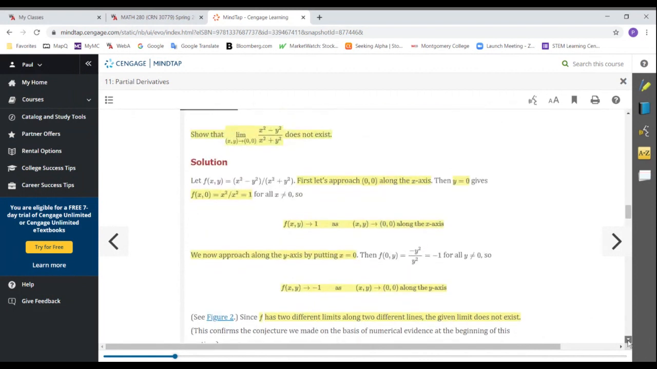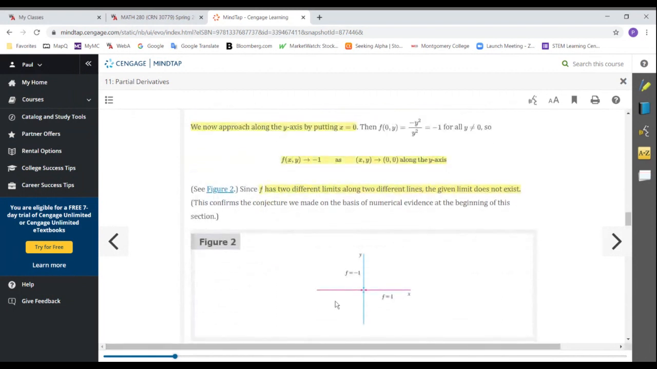Because if you look in the figure, they show it here, if you approach the origin in figure 2 along the x-axis, you're going to get a limit of, sorry, positive 1. And if you approach the origin along the y-axis, you're going to get a limit of negative 1. And so the limit doesn't exist.